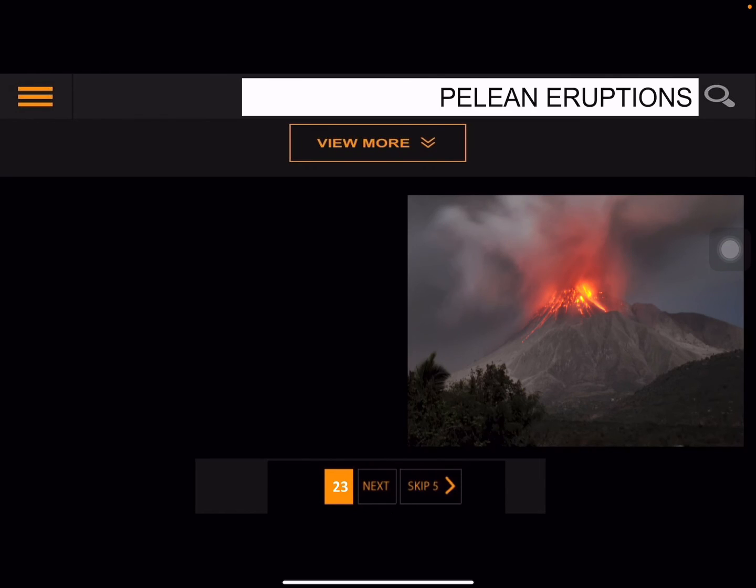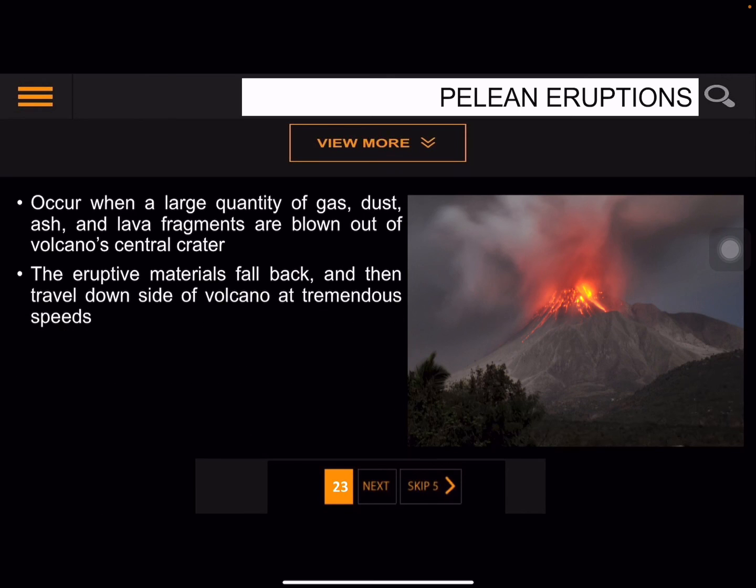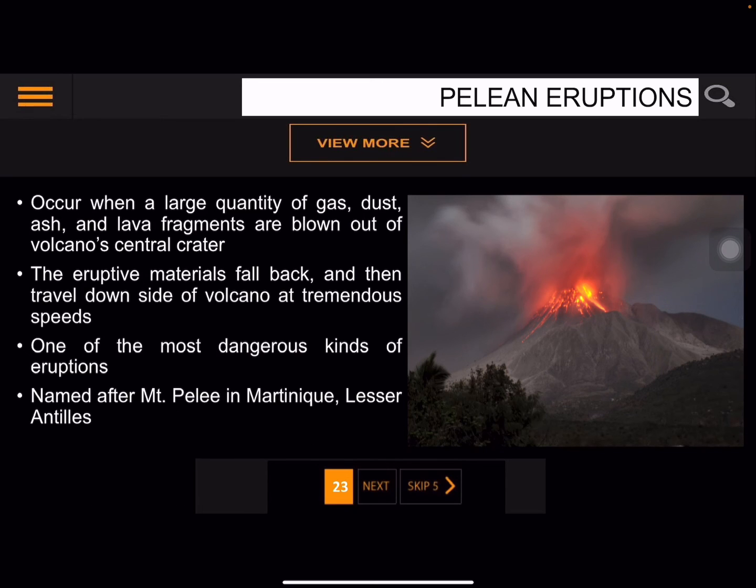Pleiadian eruptions. Pleiadian eruptions occur when a large quantity of gas, dust, ash, and lava fragments are blown out of a volcano's central crater. This material falls back and then travels down the side of the volcano at tremendous speeds, usually faster than 150 kilometers per hour. This is why these eruptions are also known as pyroclastic flows and are one of the most dangerous kinds of eruptions. Pleiadian eruptions received its name from Mount Pelée, a volcano that caused tremendous destruction on Martinique, Lesser Antilles, in 1902. This eruption killed more than 30,000 people and was the worst volcanic disaster of the 20th century.